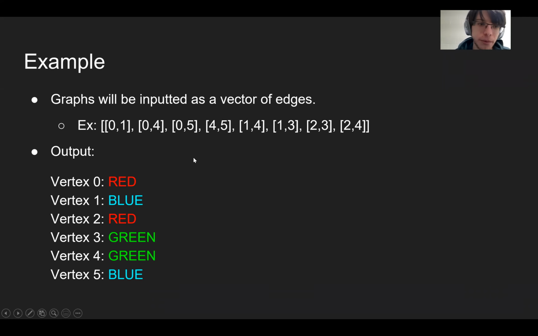So we'll also look at this example. So, okay, graphs will be input as a vector of edges. So, yeah, there's 0, 1, so 0 to 1, and 0 to 4.